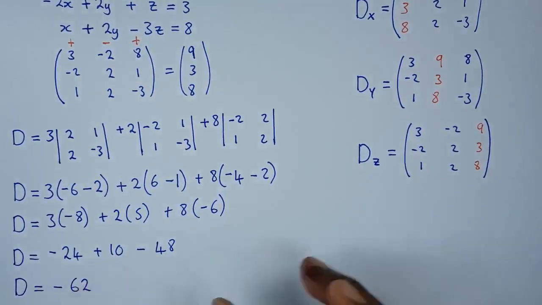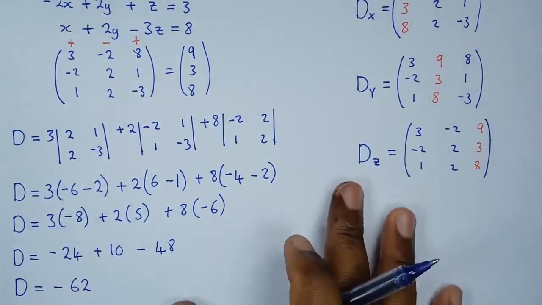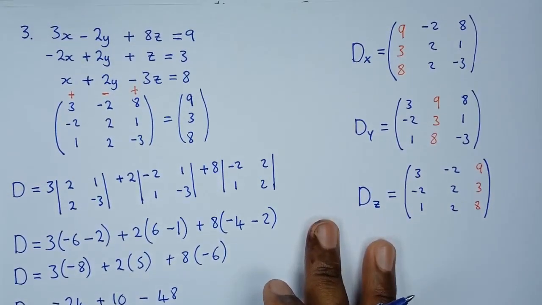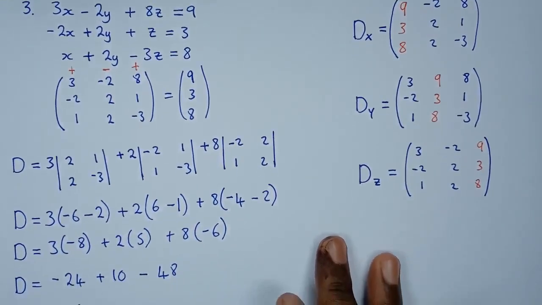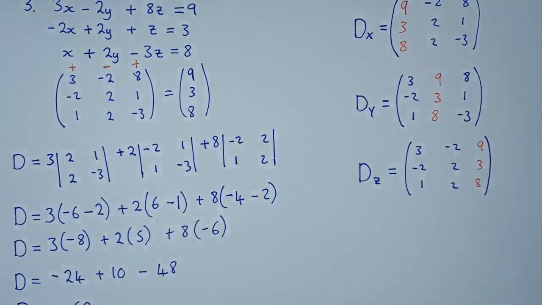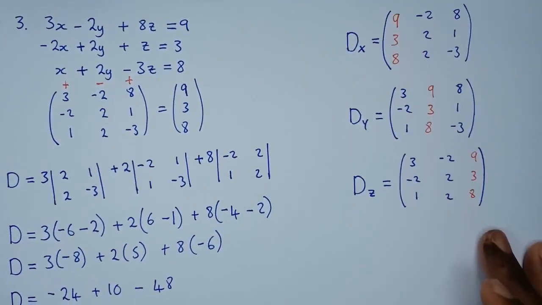So the next thing that we need to find is the value of dx, the value of dy, as well as the value of dz. So what we're going to do is, I'll finish up this question, but for the next question, I'll just give you the values of the determinants, and I'll request you to at least go through so that you find exactly what I'll find as well. So let's go ahead and find the three other determinants.